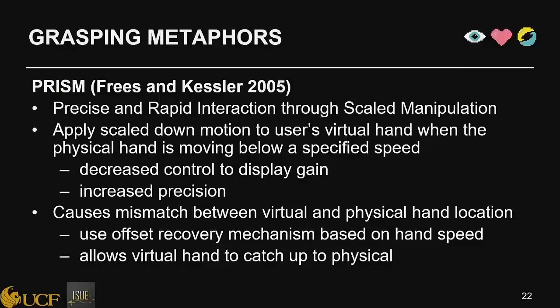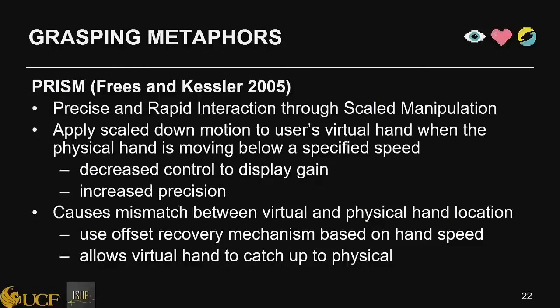So you can imagine you're moving to select an object, and your hand is moving at a speed below a certain threshold. When you go below that threshold, what happens? We decrease the control to display gain. What that means is that if I move my physical hand a certain amount, the virtual hand, or the virtual cursor, if you will, is going to move even slower. So I can move my hand this far in physical space, but in virtual space, perhaps my cursor is only moving this much. That gives me a lot of precision.